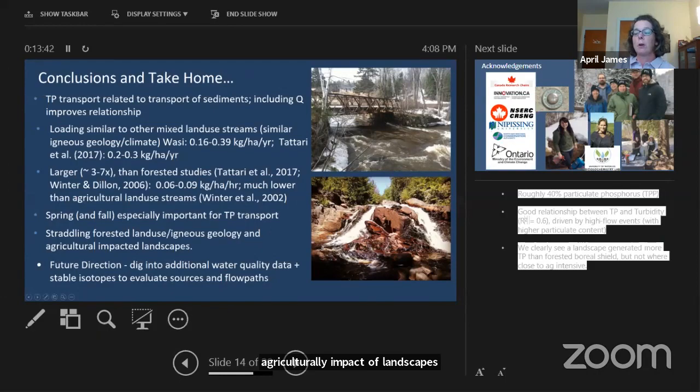The future directions we'd like to develop further is to dig into the additional water quality data, the different species of phosphorus or different compartments of phosphorus, as well as water stable isotope data set that we've developed to evaluate sources and flow paths. And we also have some additional field sites within the watershed that might allow us to do more of a spatial assessment of phosphorus and where it's coming from.